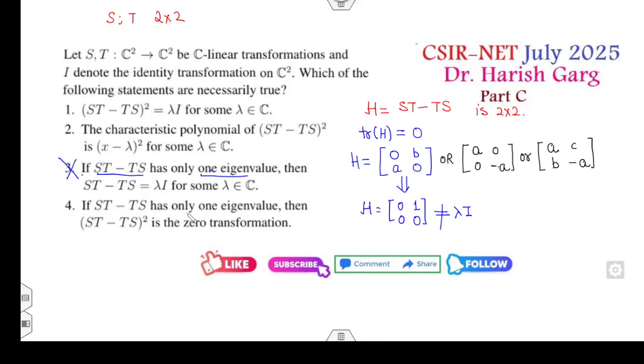If ST minus TS has only one eigenvalue, again in this case there are 2 eigenvalues, A and minus A. Then what is its square that you got now? 0 1 0 0, 0 1 0 0. If you multiply them you get 0 0 0 0, so that is a 0 matrix. Yes, this is the right option.